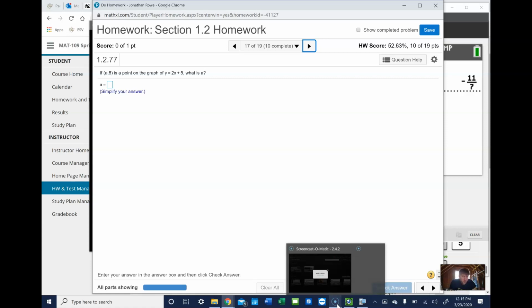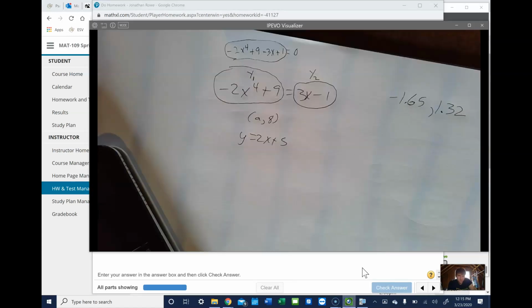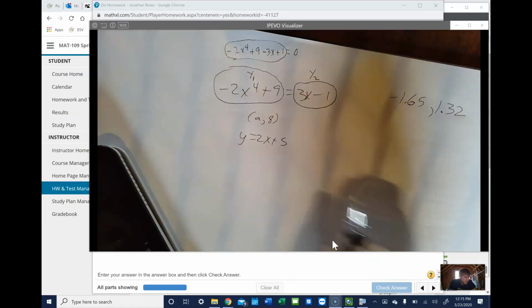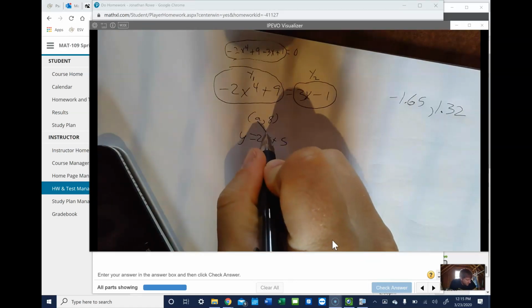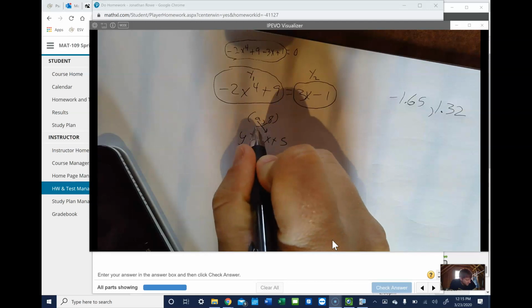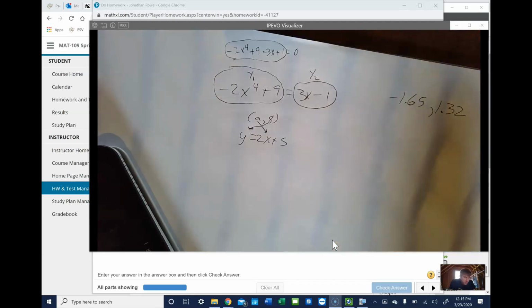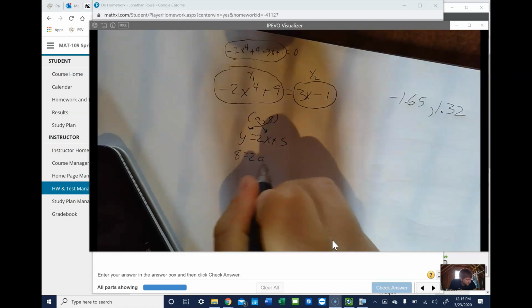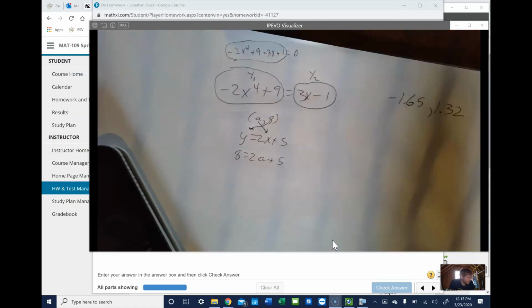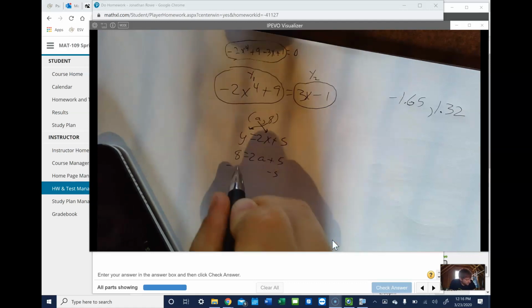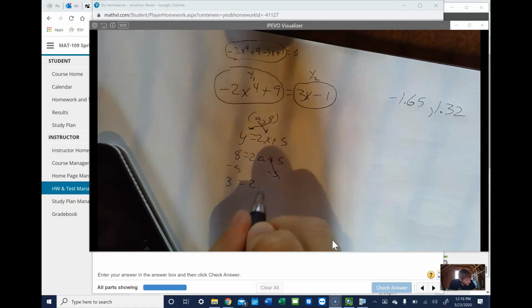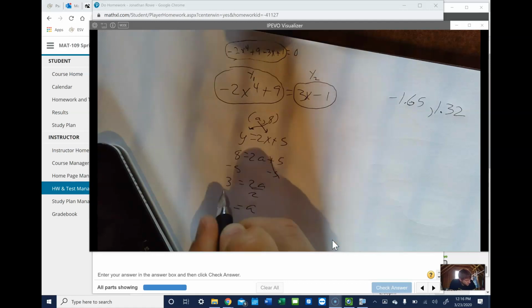Y equals 2x plus 5, and we have the point a comma 8. Alright, so I'm putting a in for x, I'm putting 8 in for y. And so I've got 8 equals 2a plus 5, and I'm just solving for a. So I just subtract 5 from both sides. 3 equals 2a, divide by 2, and a equals 3/2.